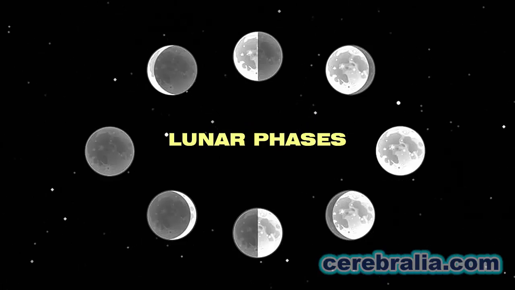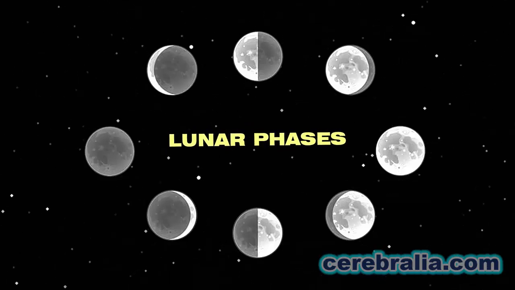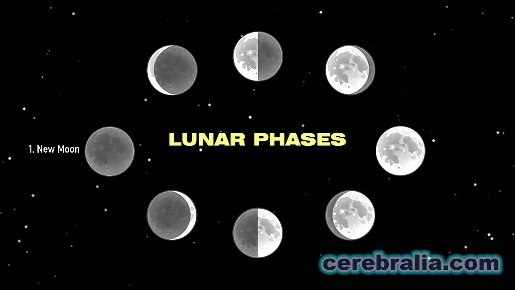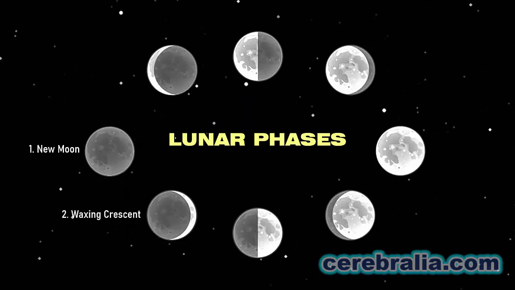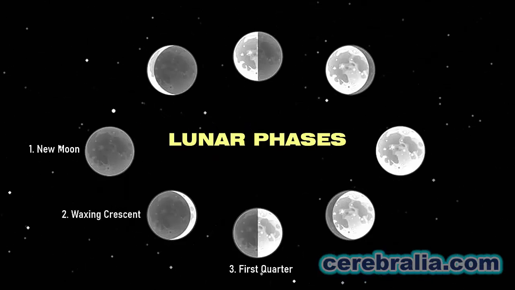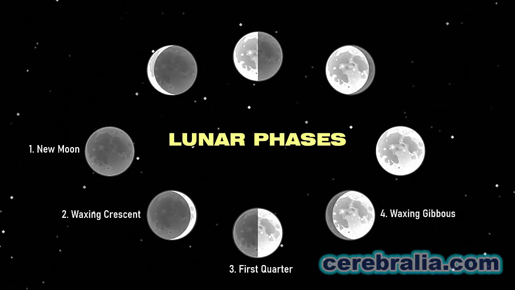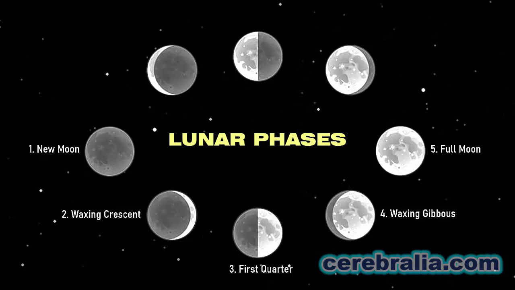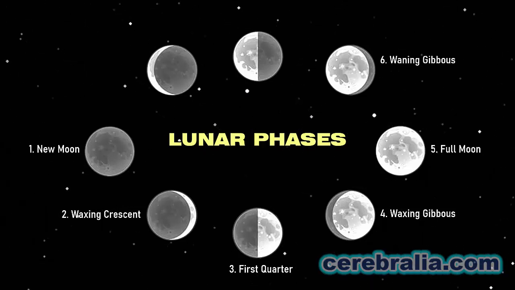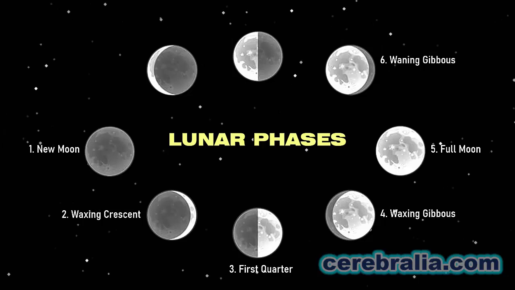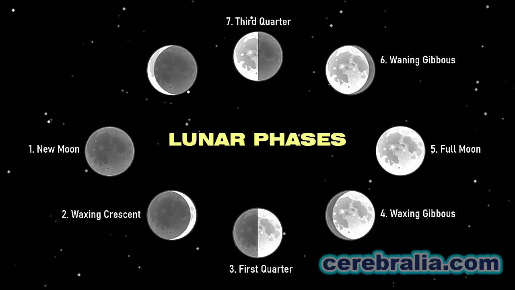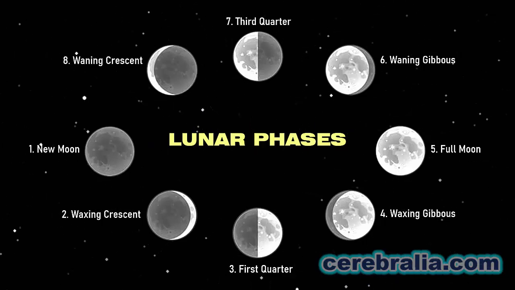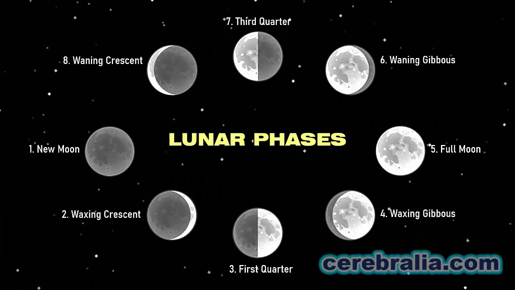Now you know that the 8 lunar phases are new moon, waxing crescent, first quarter, waxing gibbous, full moon, waning gibbous, third quarter, and waning crescent.